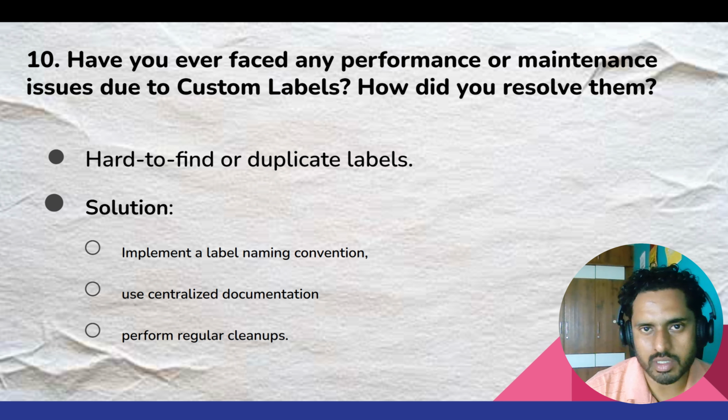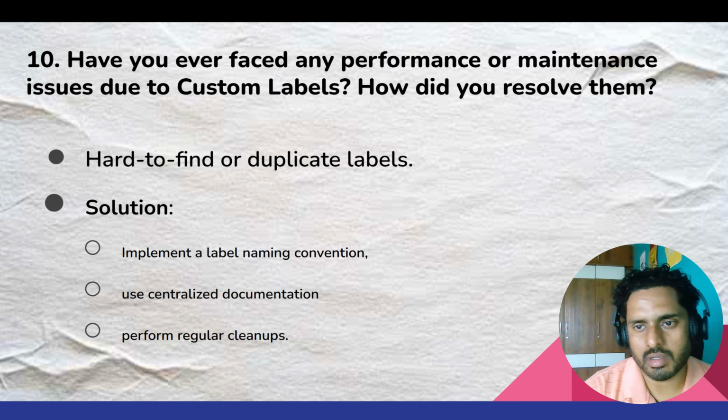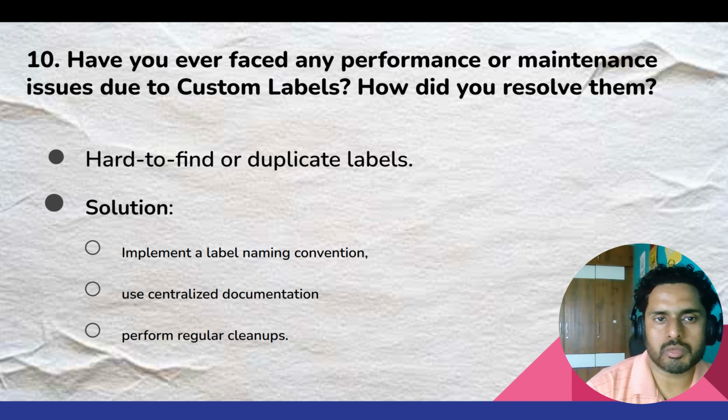Let's say I have created a custom label for specific functionality, but I don't need it anymore. I should not leave that custom label in the org. I should make sure that I go back and delete that custom label. In that way, I'm making some space for the new custom labels that will be created in future.